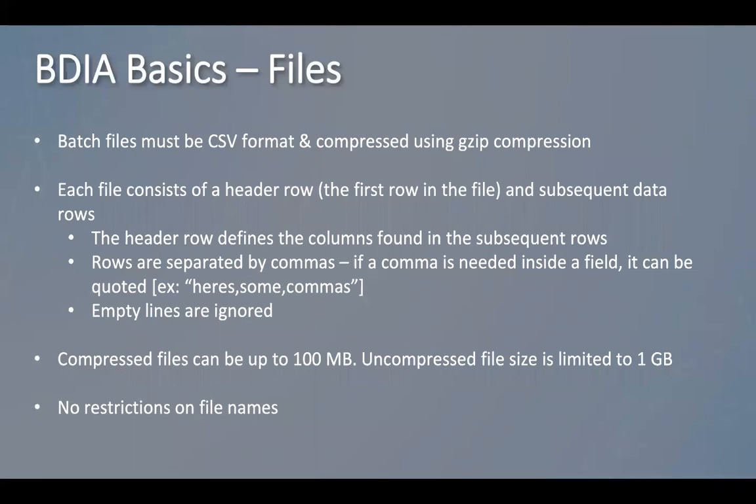One of the big decision points, if you do decide to use this, comes with how frequently you need to upload the data, as well as the size of the data itself. When you gzip it, those can be up to 100 megabytes, and then the uncompressed file size limit is 1 gigabyte. And there is no restriction on file names. When we get into some information around how to structure the visitor groups, that's when you need to decide how to set up the files and the best way to batch those.